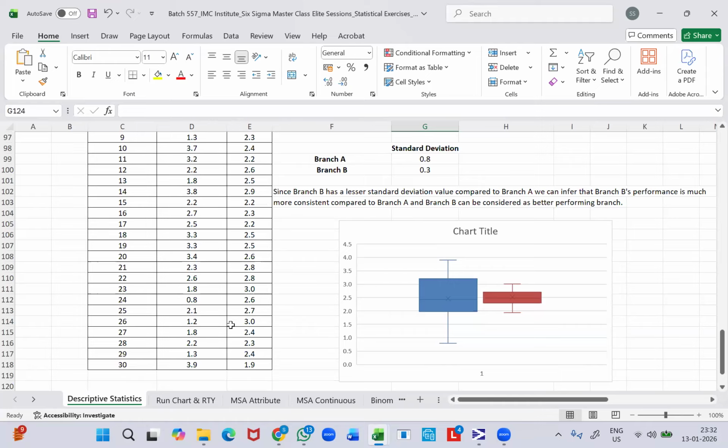So what we can understand through this is that the box whisker plot as a tool will also help us to logically subgroup discrete x's. Here the discrete x's are branch A and branch B against the continuous y. The continuous y is nothing but the time taken to open a bank account. So that is another benefit that we would get when we construct the box whisker plot for multiple categories.